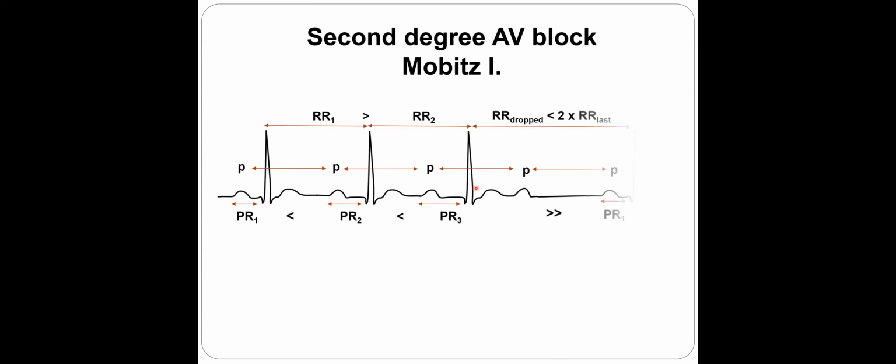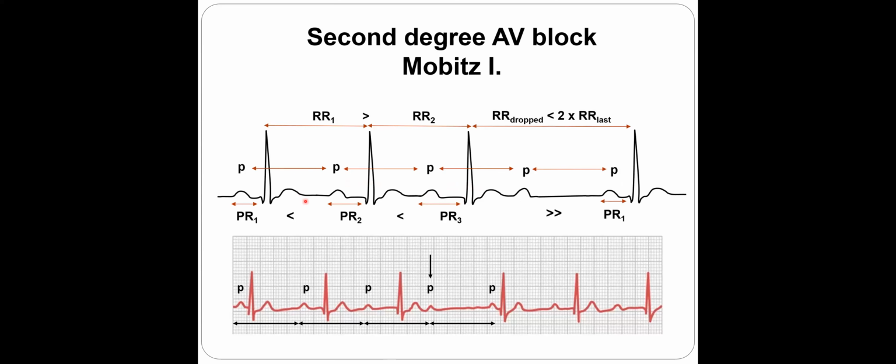Now, let's look at this. It is very similar, as you see here, identical. The PP intervals are constant. However, the PR intervals are not. And this is why I said this is a drop P, which I mark with an arrow.